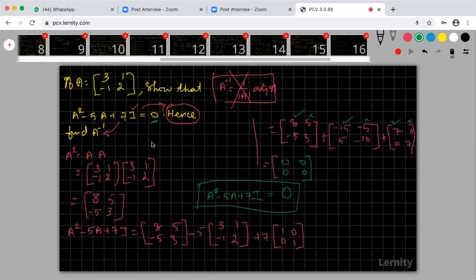Now the next question is find A inverse. How to find the A inverse? Using this, that is an important point. Don't use this formula. Hence, find A inverse means use this idea, A square minus 5A plus 7I equal to 0. Using this, find A inverse. Completed means we'll go to the next slide.